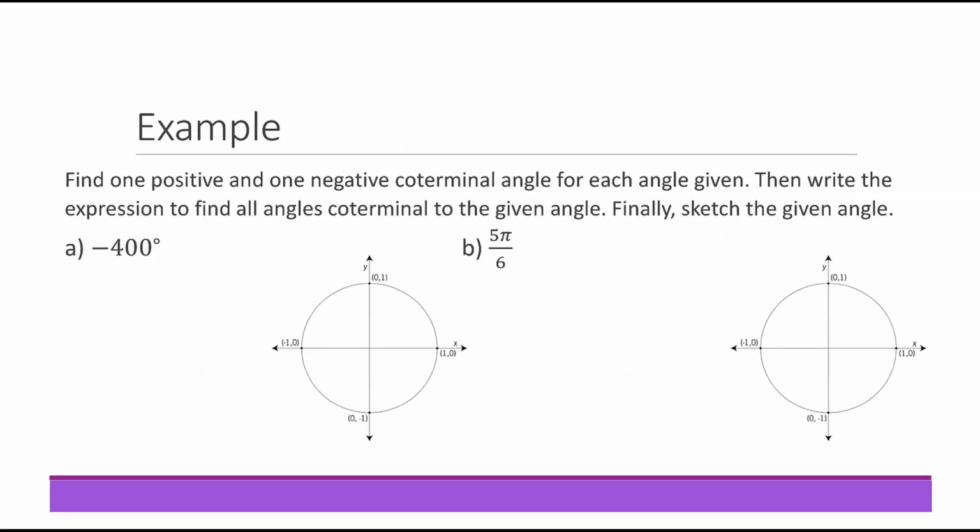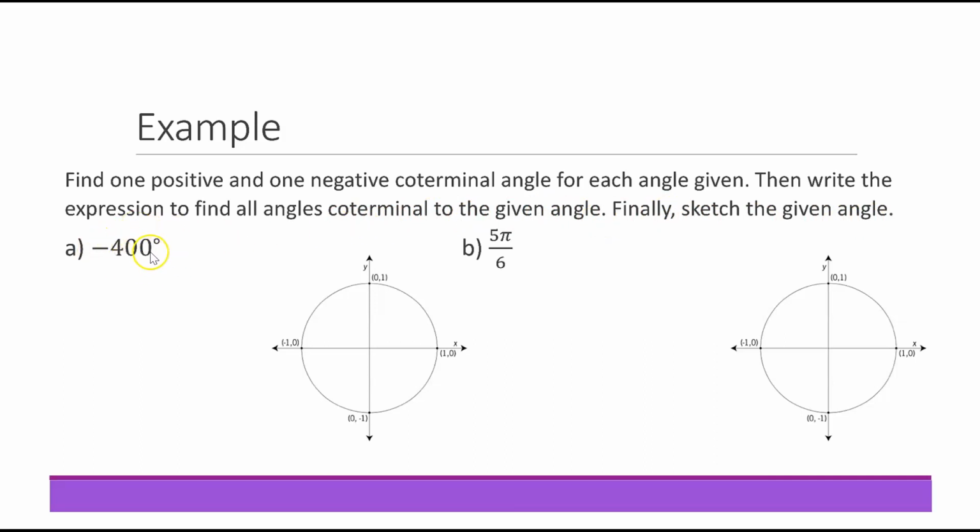We've so far reviewed a lot of definitions. Let's go ahead and look at an example now. So here we're asked to find one positive and one negative coterminal angle for each angle given. Then write the expression to find all angles coterminal to the given angle. Finally, sketch the given angle.